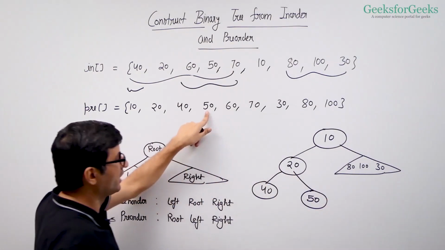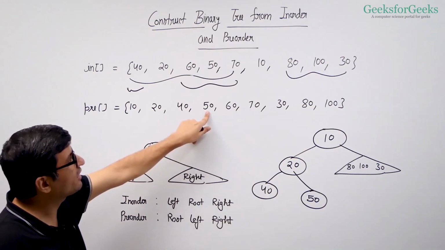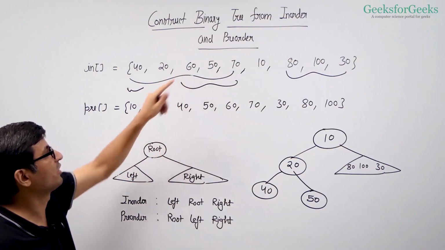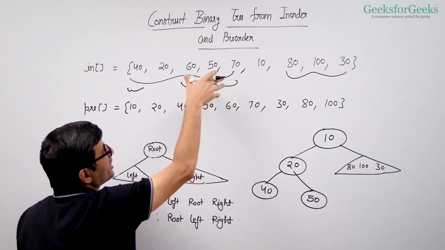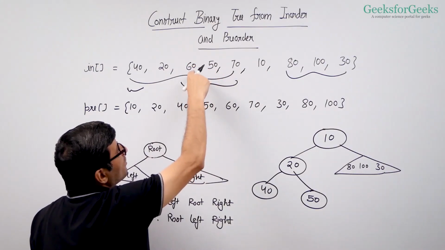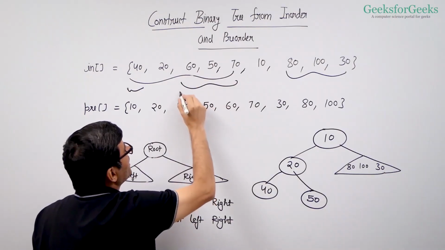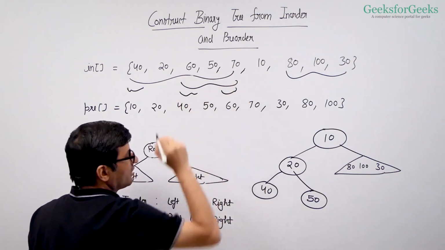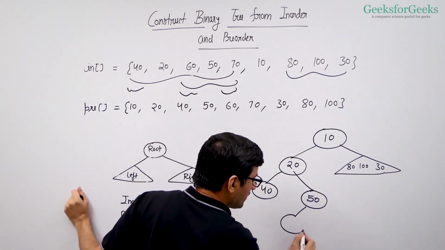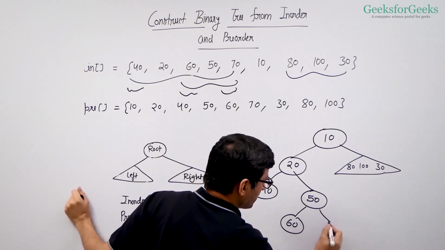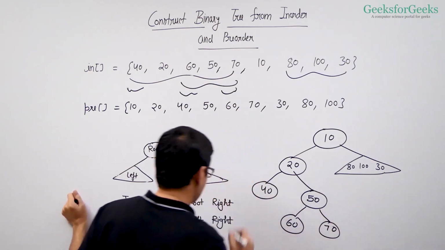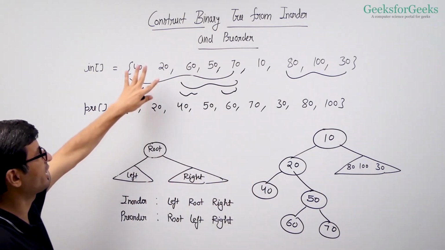Now what is in the left side of 50 and what is in the right side? For that we make use of in-order traversal. We search for 50 and we know 60 is in the left side of 50 and 70 is in the right side, right? So 60 goes on the left side and 70 goes on the right side. So we have constructed the left subtree of 10.